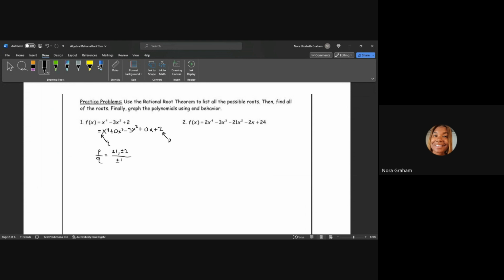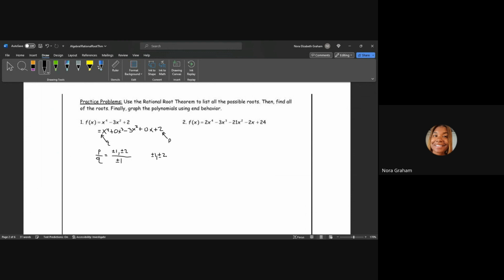And this kind of sets up all the things that we can test. Okay, so all the things I can test is plus or minus 1, because plus or minus 1 over 1 is just 1, 2 over 1, right? Plus or minus 2. Those are all the things I can test.